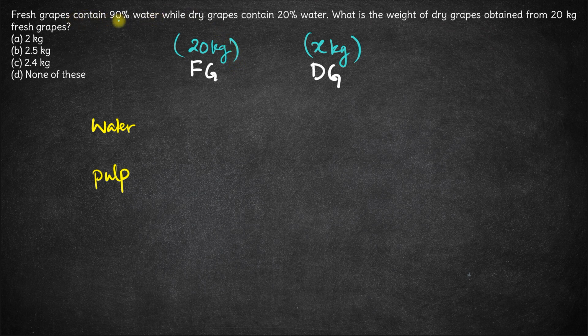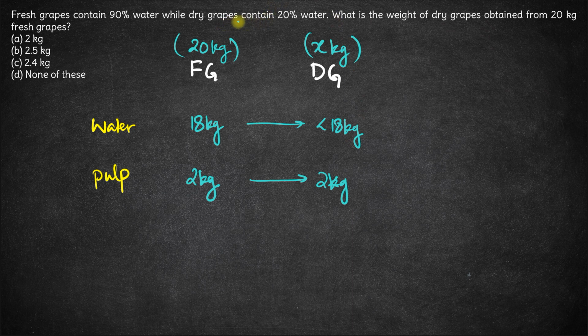Now, initially, fresh grapes contain 90% water. So, 90% of 20 kgs is 18 kgs, which is going to be the water in this 20 kg, and 2 kg is going to be pulp. Now, water is going to get evaporated. So, the final quantity of water is going to be less than 18 kgs. But the amount of pulp has to remain the same. The pulp will not get evaporated. So, pulp should remain the same, 2 kgs.